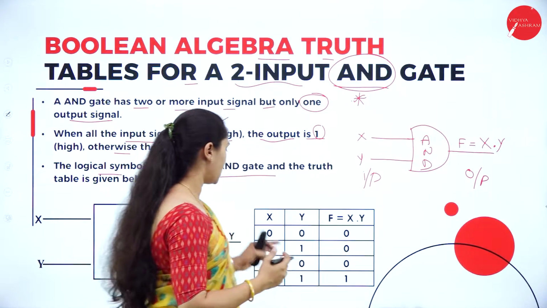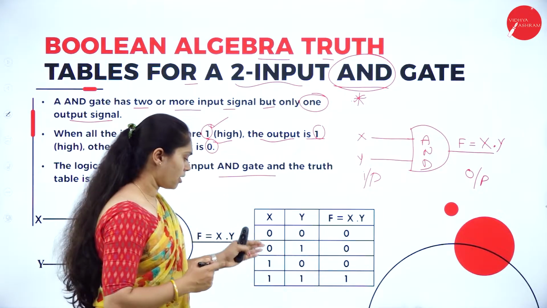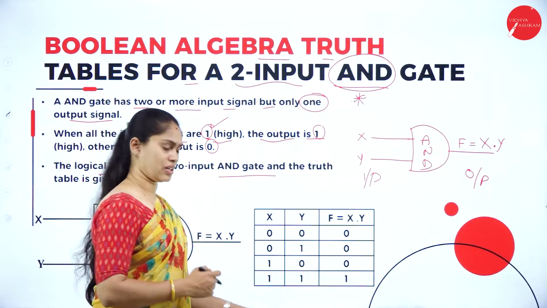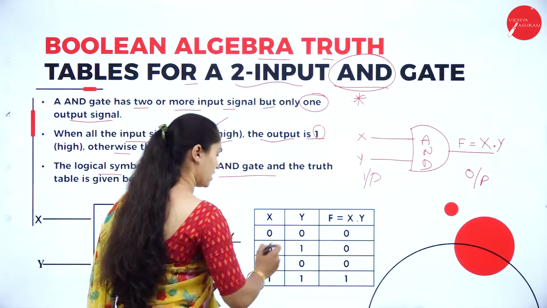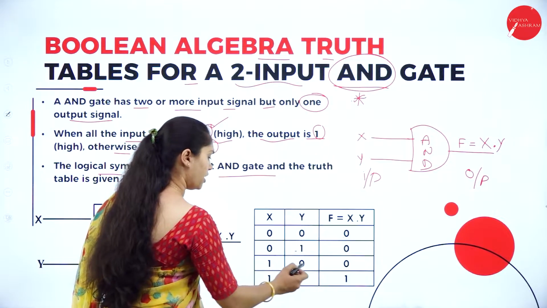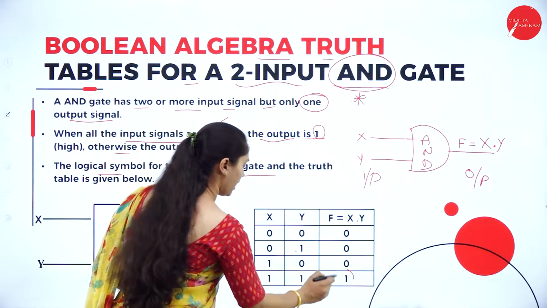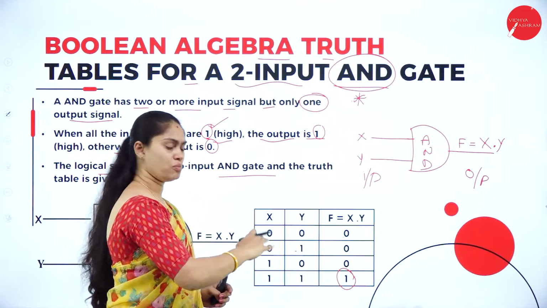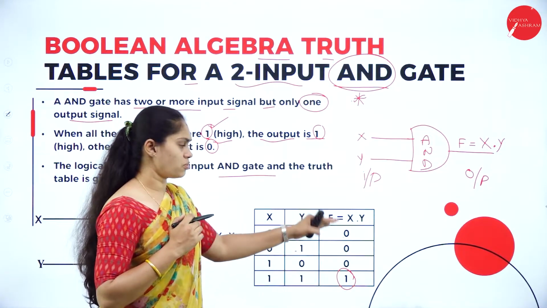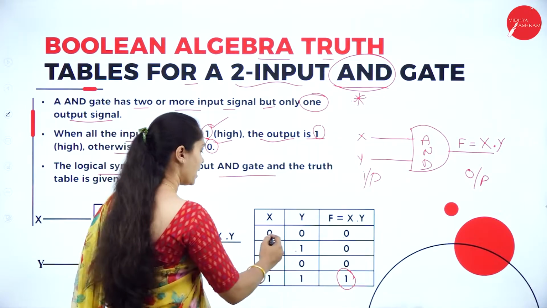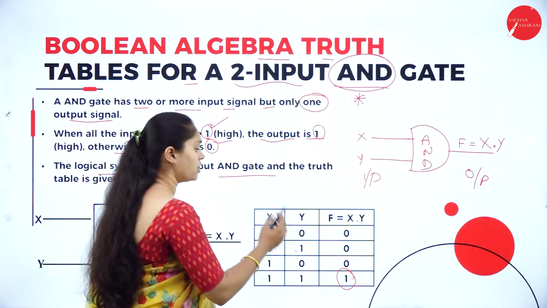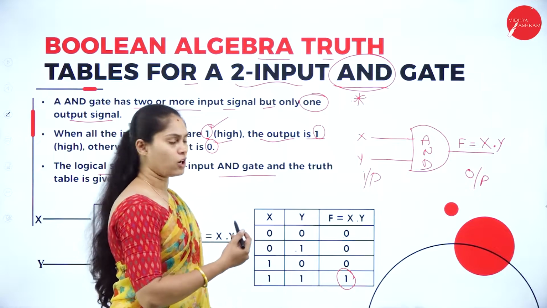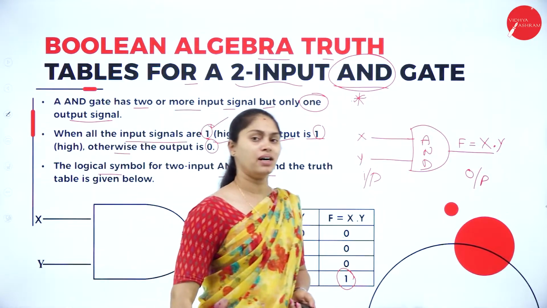Here you can see the truth table. My inputs are 00, 01, 10, 11. So 0 into 0 is 0, 0 into 1 is 0, 1 into 0 is 0, and 1 into 1 is 1. Only when all the inputs are 1 or high, the output will be high. Otherwise, if any one of the inputs is low, then the output is also going to be low. This is how we remember the AND gate.